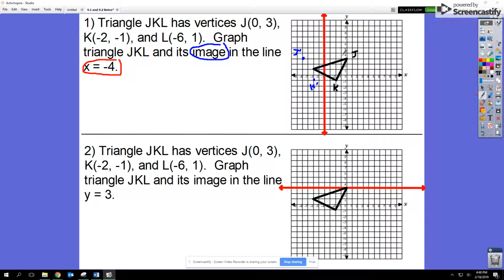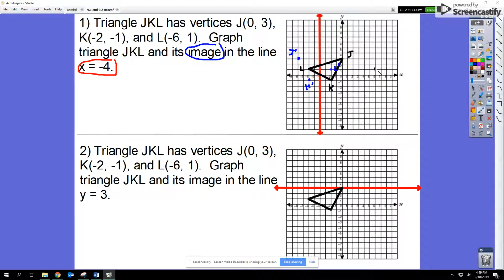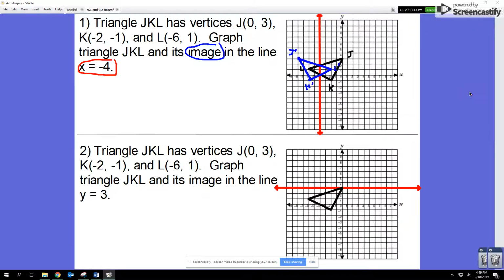And then we'll do the same thing with our L. Here's L. And it's going to be, this one's a little different though. It's 2 units to the left of the red line. It's going to reflect 2 units to the right. So L prime will be here. And all we're going to do is connect our dots and make sure we have those connected properly. And this will be the image of the reflection.